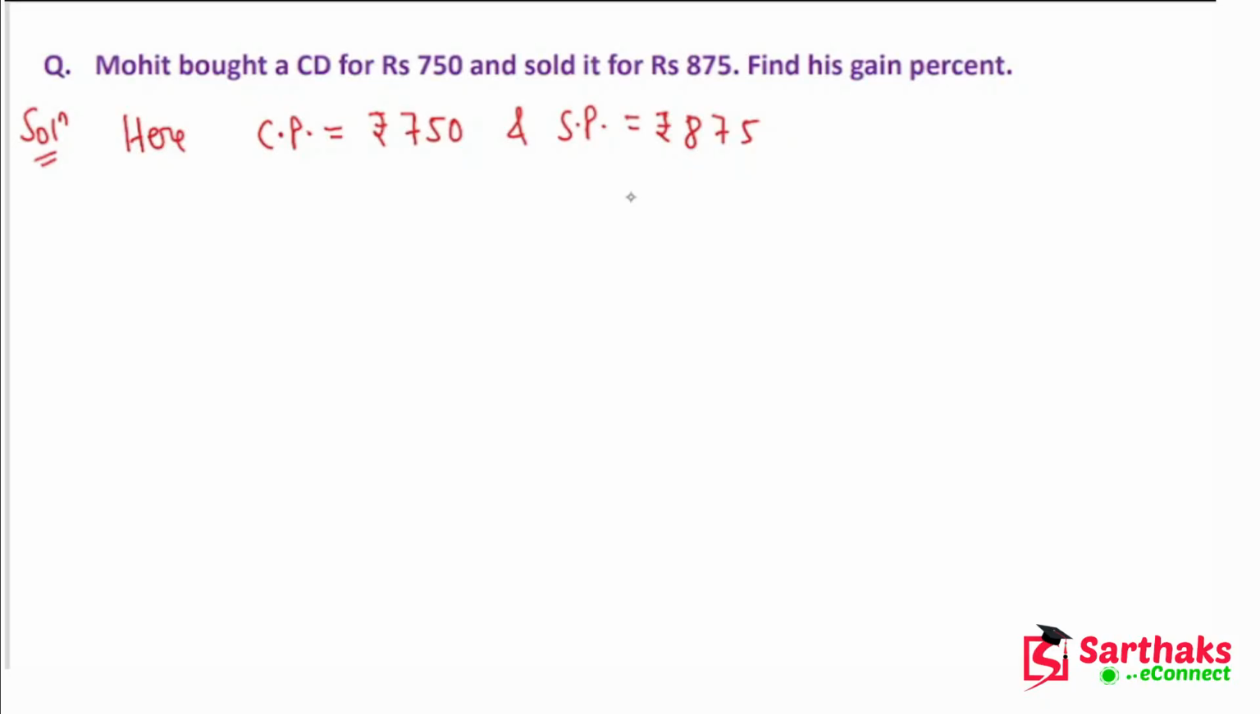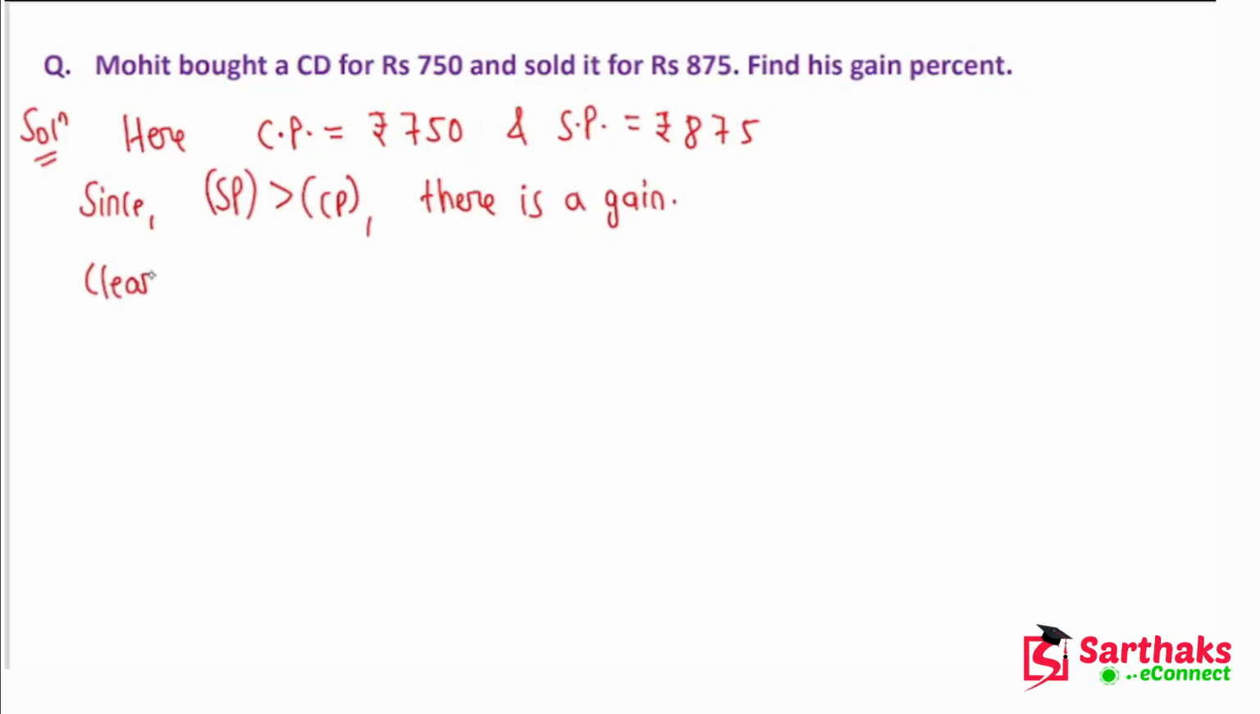Now we have to find the gain percent. So first of all we have to prove that there is a gain. Since selling price is greater than cost price, there is a gain. That is, Mohit makes a profit. But how much profit, that we have to calculate.